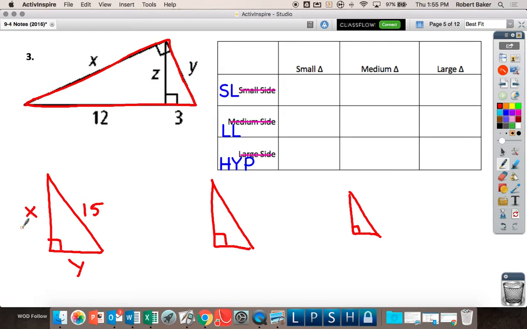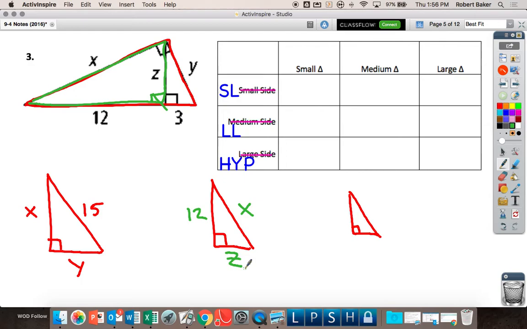Okay, we go to the medium-sized triangle next. Remember, the right angle is right here, and that points to the hypotenuse. So the hypotenuse of the medium triangle is X. The left side's 12. The long leg is 12, and the short leg is Z. It says straight in.